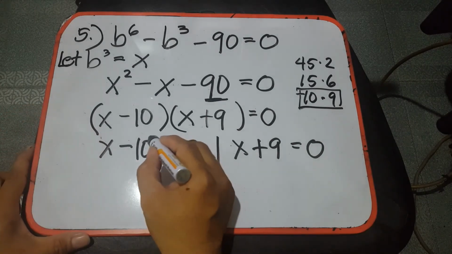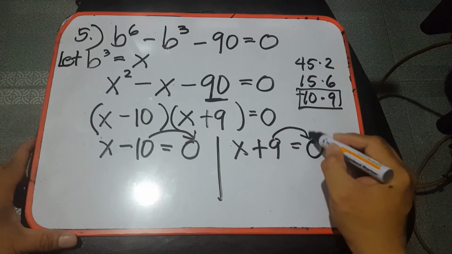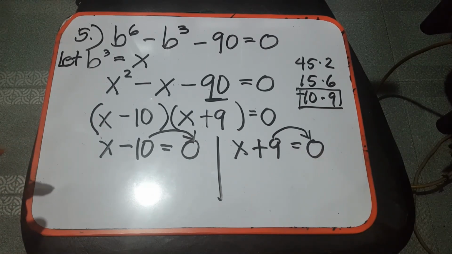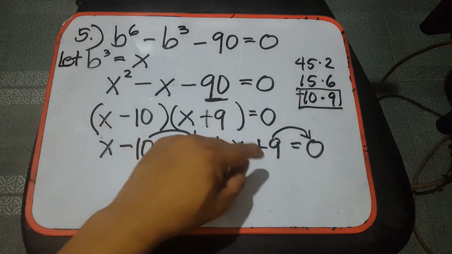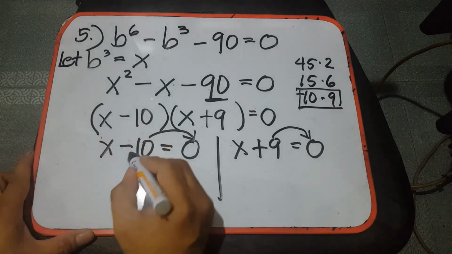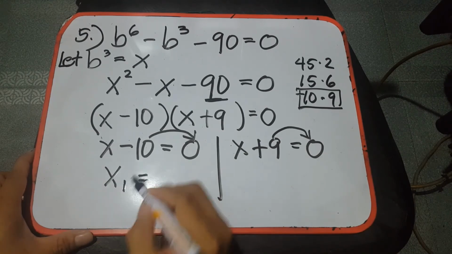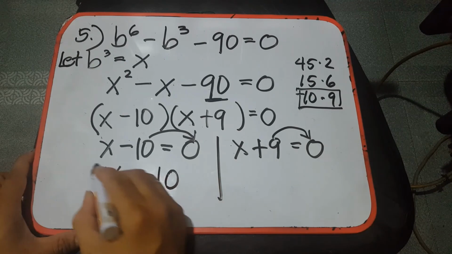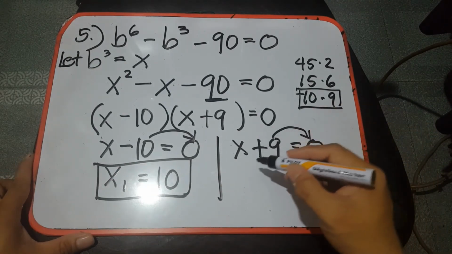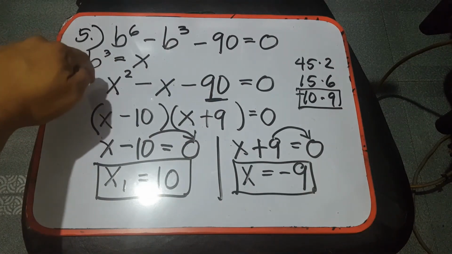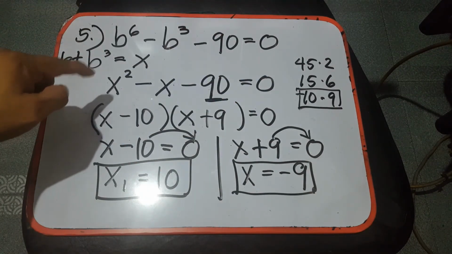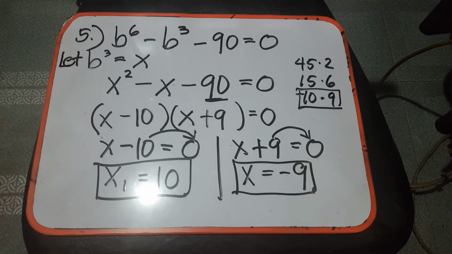Then, let's solve for the values of the variable. Move the constant term to the right side of the equation with the application of addition and subtraction properties of equality. On the left side, we are going to make use of the addition property of equality, while on the right side is the subtraction property of equality. Then, solve for x. We have here x sub 1 equal to 10 as the first solution. Then on the right side, we have x is equal to negative 9 as the second solution. So with this quadratic equation, if we solve it using the method of factoring, we come up with the solutions positive 10 and negative 9.